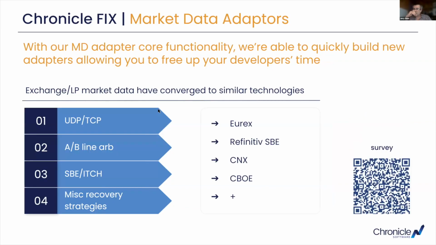The other thing we've done a bit of work on recently is building out our core market data adapter common functionality. So all modern market data adapters have converged towards similar technology stacks. So UDP, A/B line arb, i.e. multiple simultaneous connections sending exactly the same data. So you can do an arb between the two lines and pick the first message that comes on either.